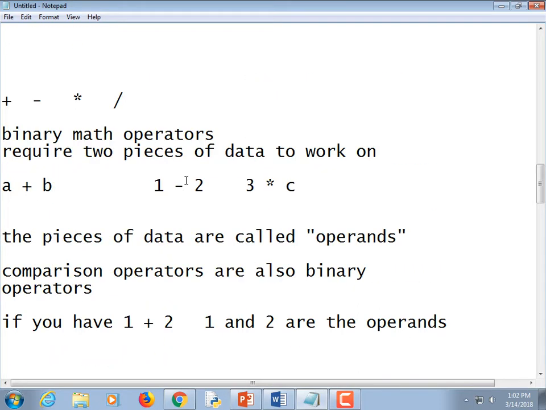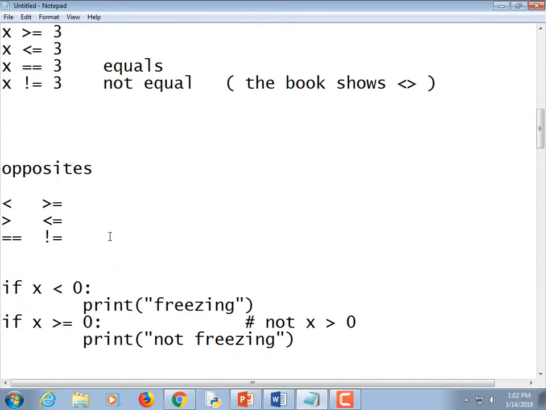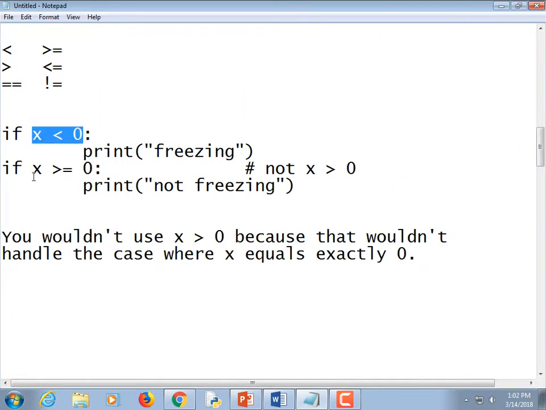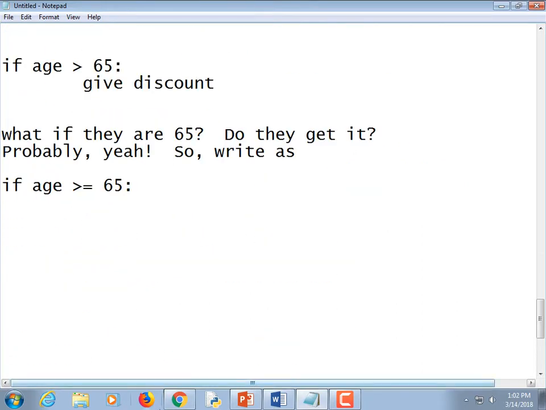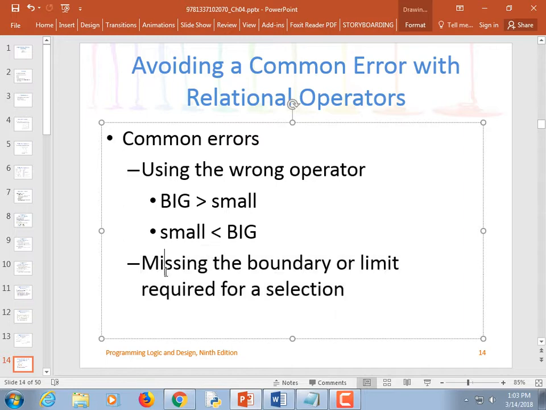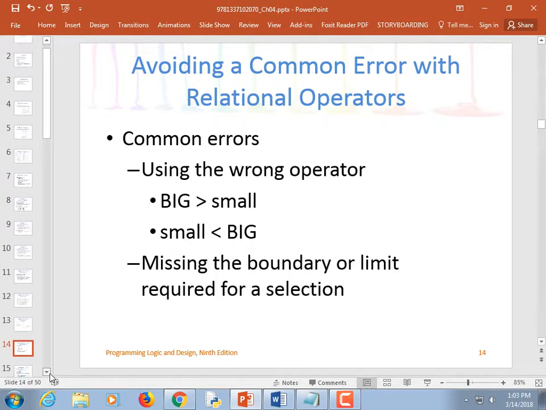We saw a similar thing up here when I was talking about if x is less than 0 and x greater than or equal to 0. If you don't handle the edge case right, if you don't handle the boundary case right, then it won't work when that value is at that boundary. So you just have to think it through. So that's a problem, missing the boundary of the limit required for the selection.